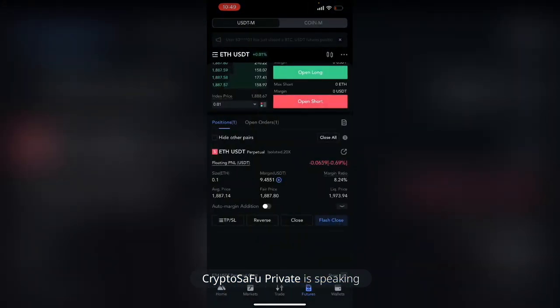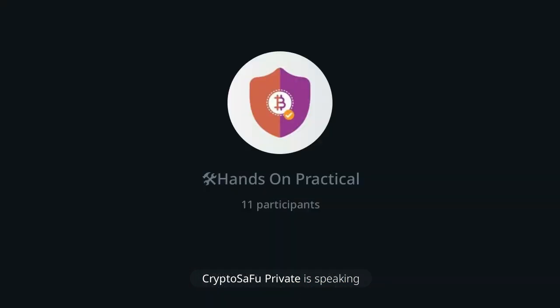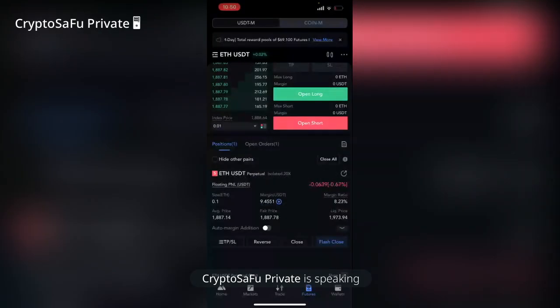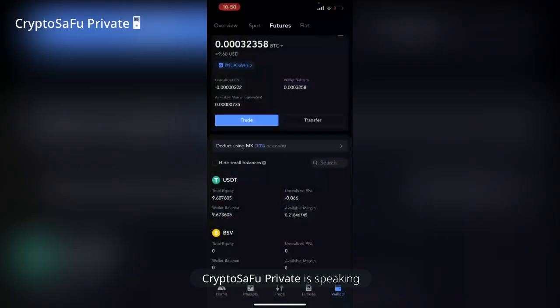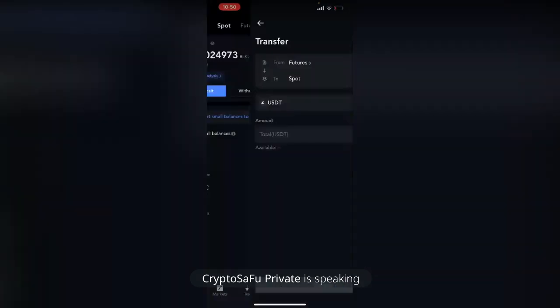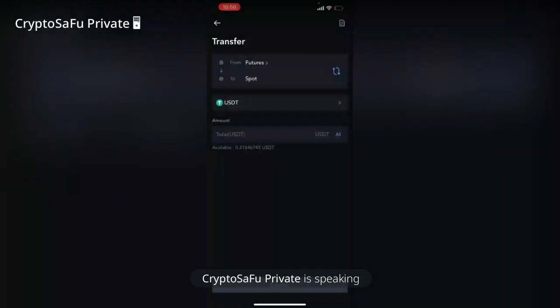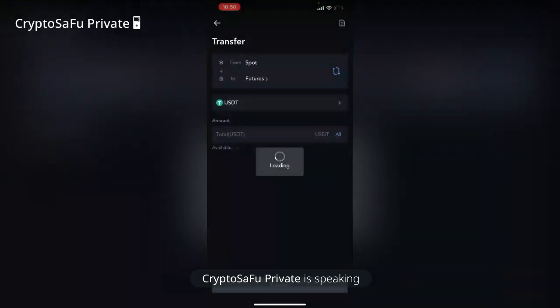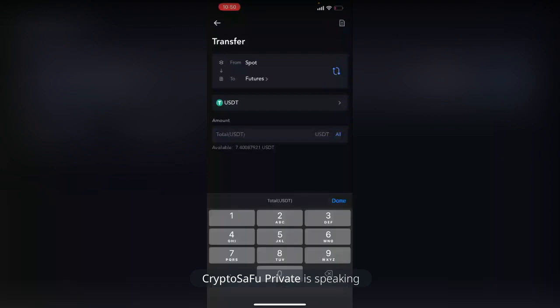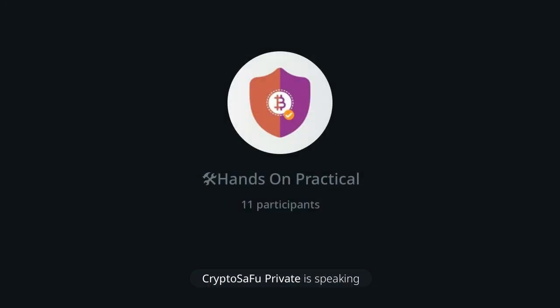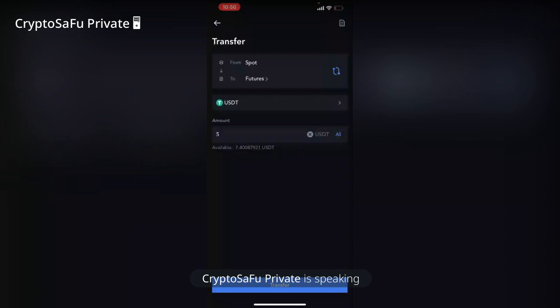Right now it says I filled up my order with all the money I have. Let me see if I can open multiple, so let me quickly transfer from my spot to futures again. But don't try what I'm trying; I'm just using it as an example. Most of the time, don't move a lot of funds to your futures trade. It's very, very dangerous. Let me just put in $5 again into futures, then enter trade.